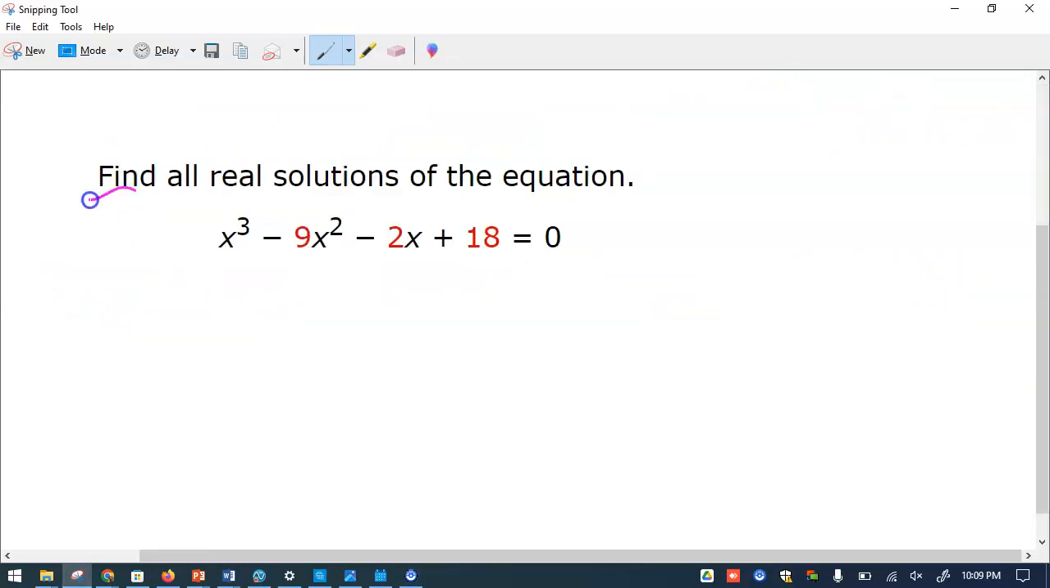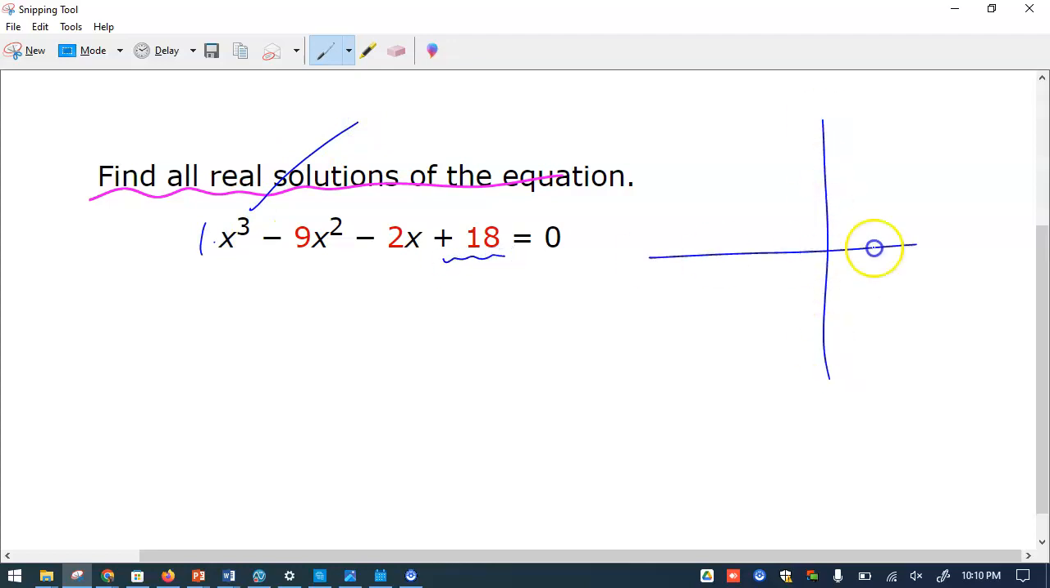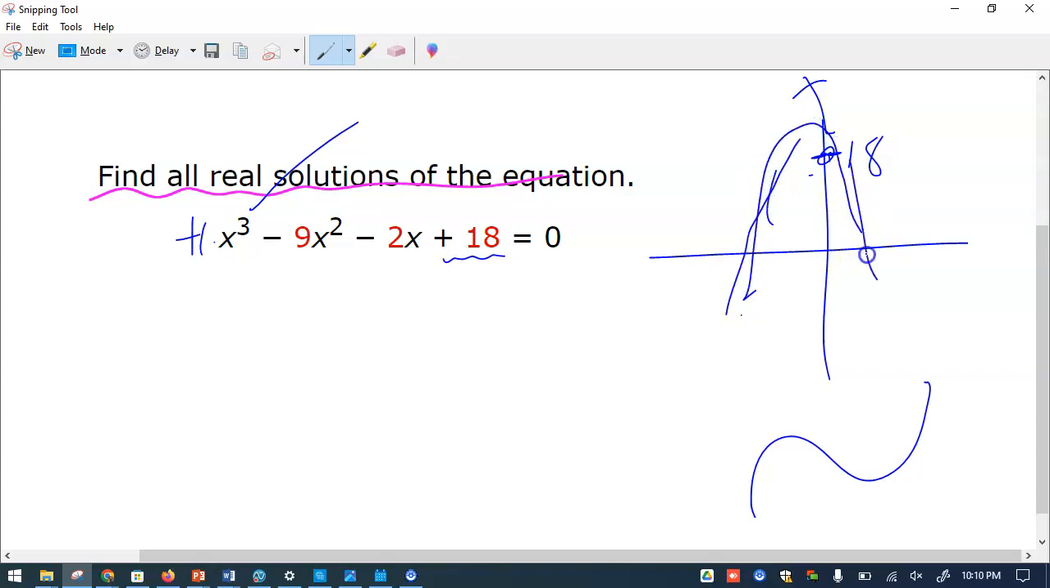Again, here we find the real solutions. We don't know how many are real and how many are complex, but one thing I know is that it's a cubic, the degree is 3, and there is also a y-intercept. Let's say this is 18, and because this is plus here, it goes down, up, and maybe goes through this also. So we don't know. We want to figure out where it goes.